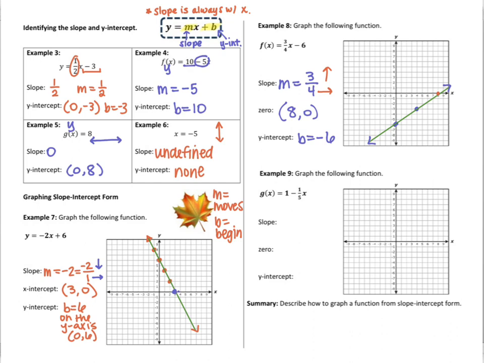Let's look at example number 9. Go ahead and try this one yourself. See if you can figure out what the slope is and what the y-intercept is, and then start to graph it, and then come back and check your work just by hitting play.